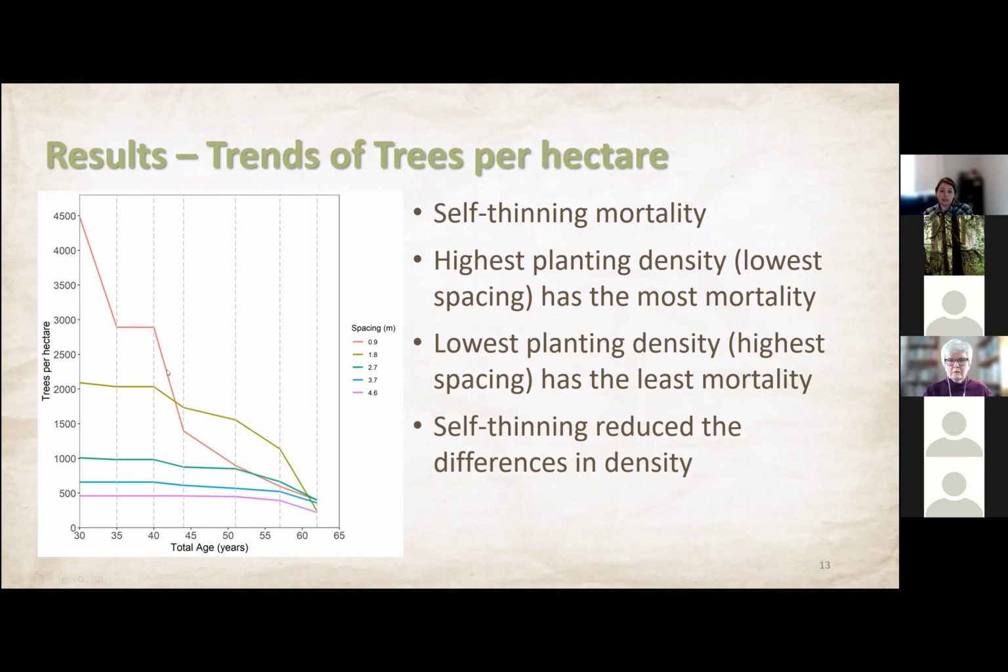In the highest planting density, with the lowest spacing, competition for growing space and self-thinning occur early in stem development and has the most mortality. In the lowest planting density, trees are planted further apart, and this delays the onset of inter-tree competition and self-thinning. And we can see that over time, self-thinning reduced the difference in density between treatments.